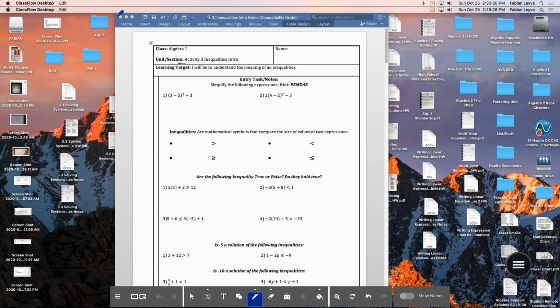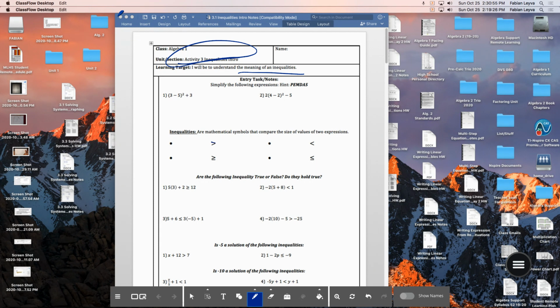So today we're going to start activity 3. It's an introduction to inequalities. I'm hoping today that you understand what inequalities are and what they mean. I know you have covered them before sometime in your mathematical careers. Inequalities are just mathematical symbols used to compare sizes of values of two expressions. So that's exactly what we're doing here.